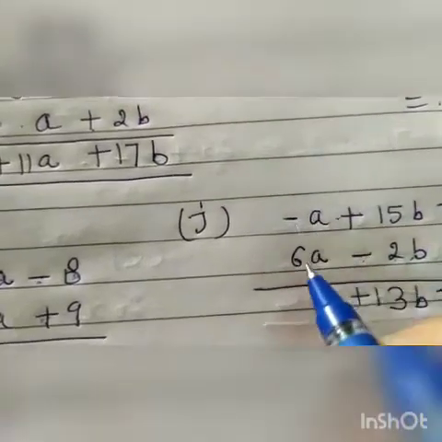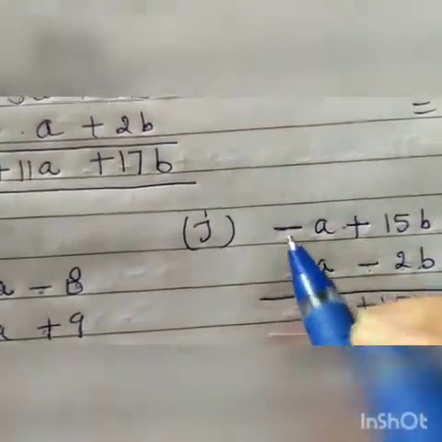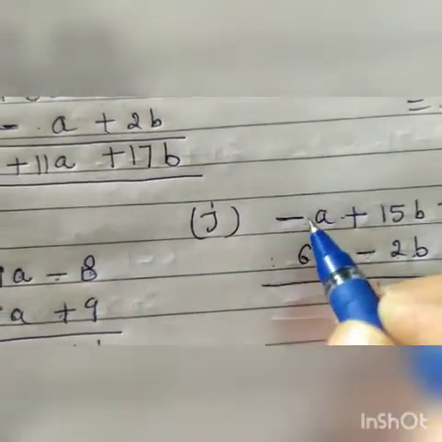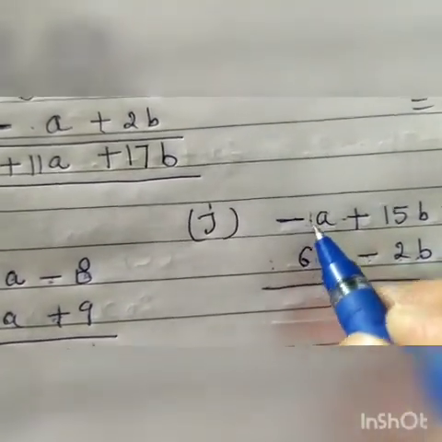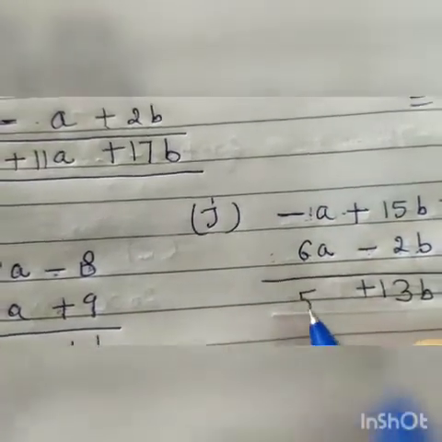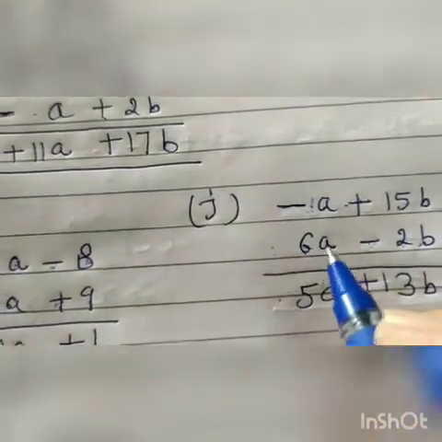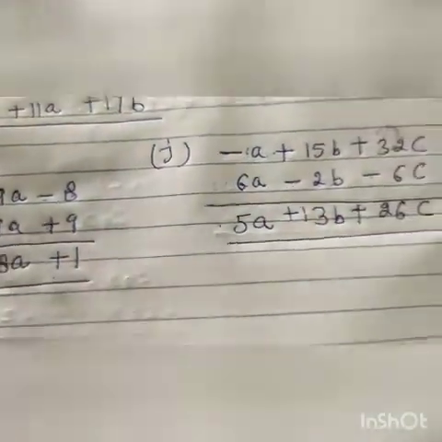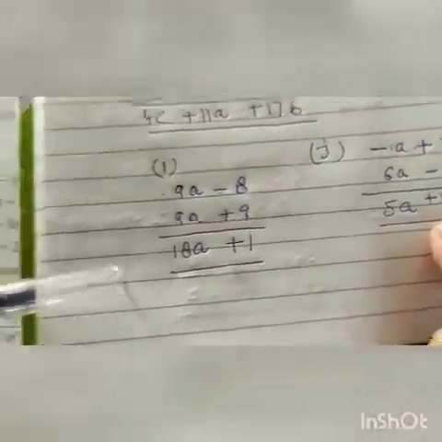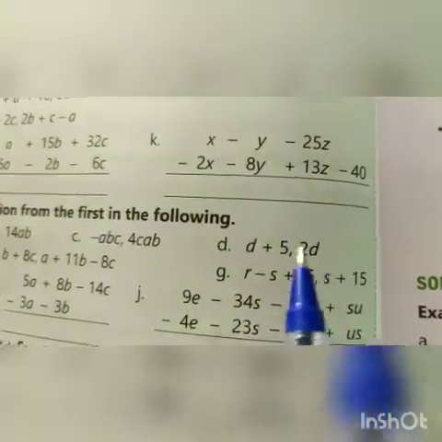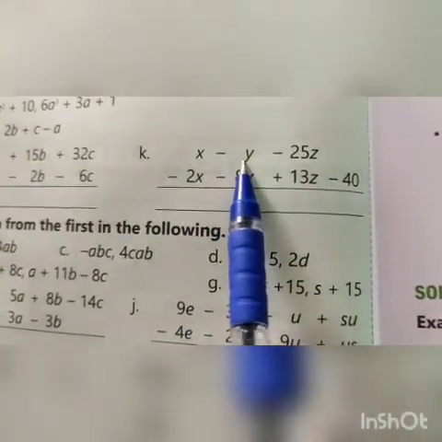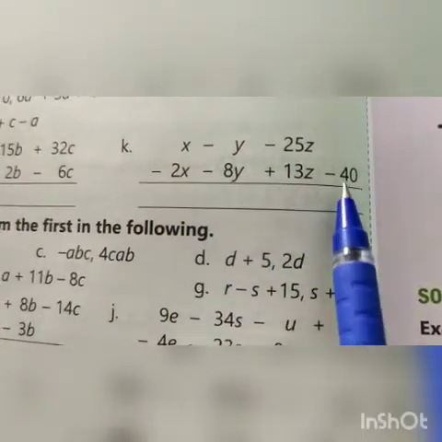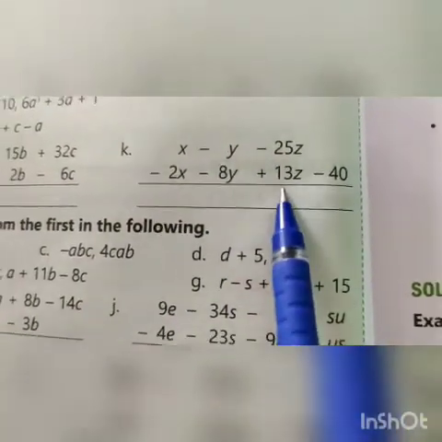Now again these two terms are with different sign. It is minus a, it is plus 6a. Again we will subtract the smaller one from the larger one. We will subtract this 1 from the 6. We will get 5a with plus sign, because before the larger number it is plus sign. So students, I have completed up to J part. Only one more part of this question, K: x minus y minus 25z, minus 2x minus 8y plus 13z minus 40. You will do it yourself.